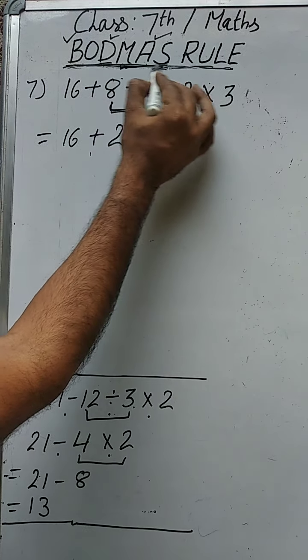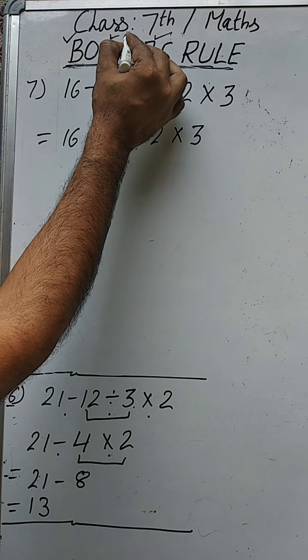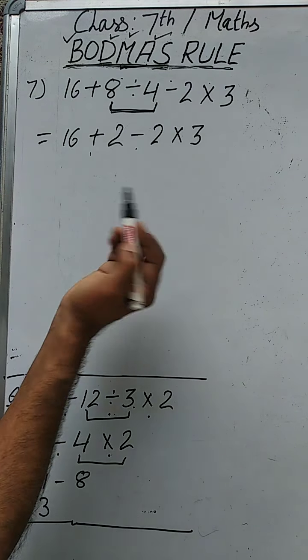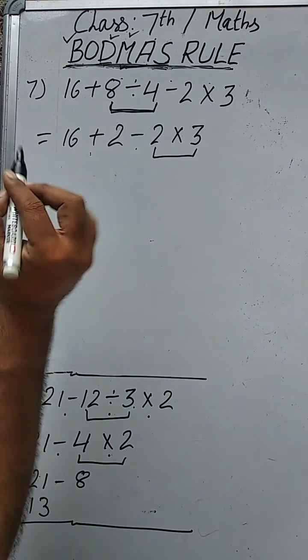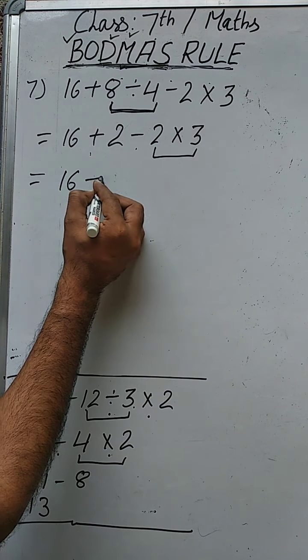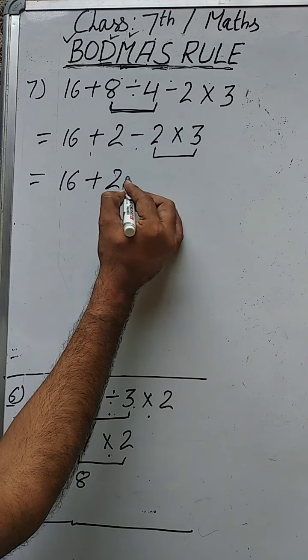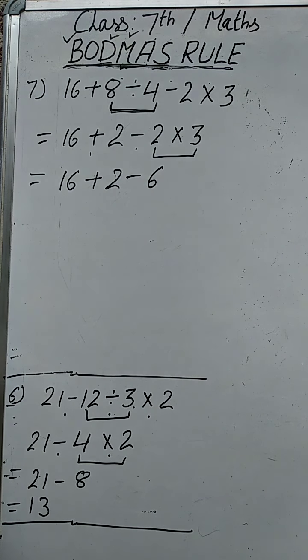The last 3 are multiply, addition and subtraction. M is first, so you have to perform multiplication first. 16 plus 2, and 2 multiply 3 is equal to 6.